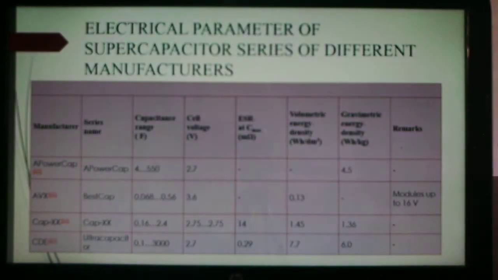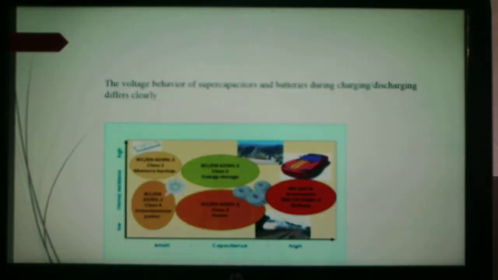Then this table shows the electrical parameters of supercapacitor series from different manufacturers. And next is standards. The voltage behavior of supercapacitors and batteries during discharging and charging is shown in this figure.